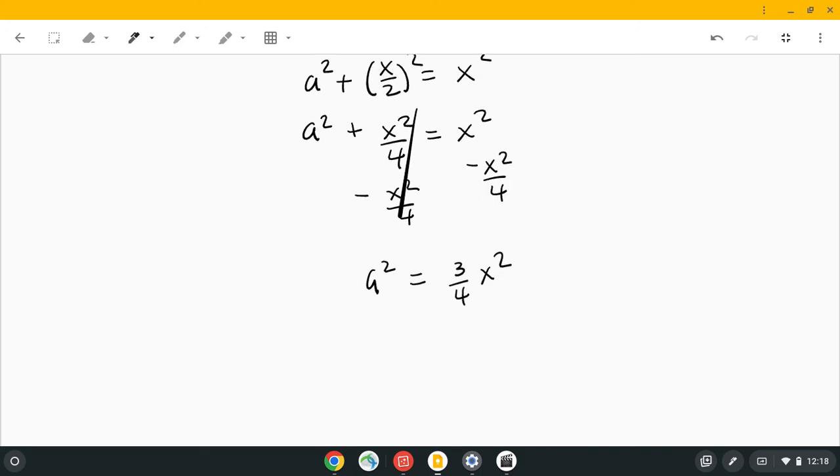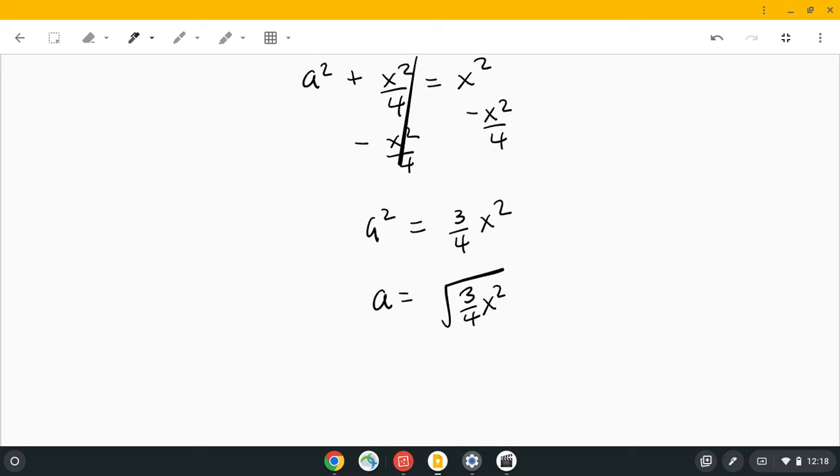And then I take the square root. Okay, and so here, square root 3 will remain. Okay, but then we have square root of 4 is 2. Square root of x squared is x. Okay, so that's what we have.